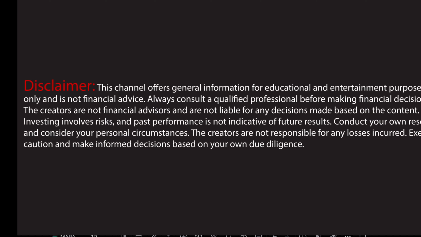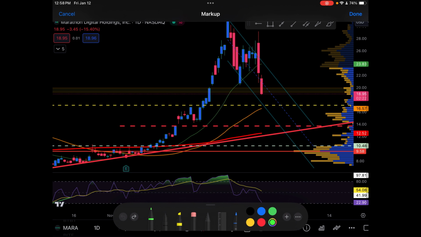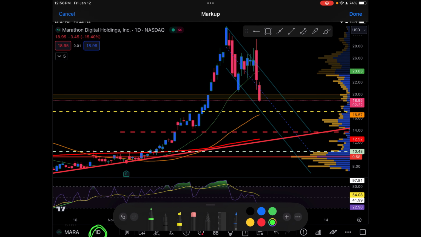I'm going to do some drawings now on the Marathon Digital daily chart. As you can see down here, we are on the 1-day chart, so each one of these candles represents 1 day on the Marathon Digital chart. We've got the volume profile here on the right, and we've got the EMAs on the chart here, the 20 and the 5-day.